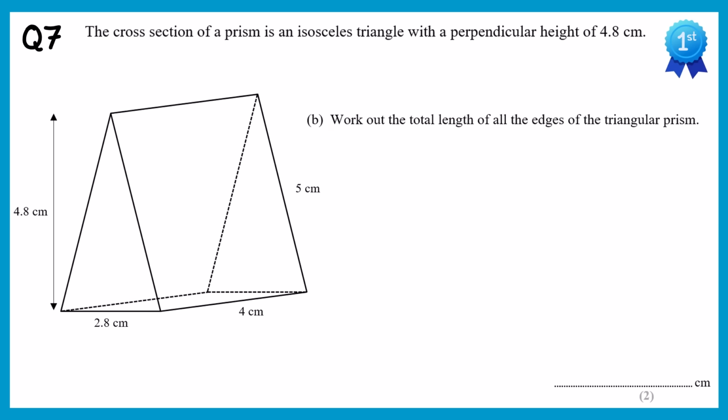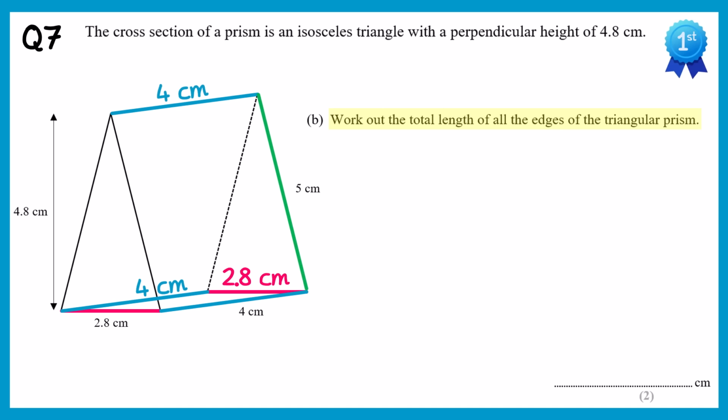In part B of this question, we need to work out the total length of all of the edges of the triangular prism. Now, some of these edges we have the lengths for. We can see this one here is 2.8. But because the shape is a prism, the cross-section must be constant, so this length here is also 2.8. Then we have the length of the prism, which is 4, and that means this must also be 4, and this must also be 4.